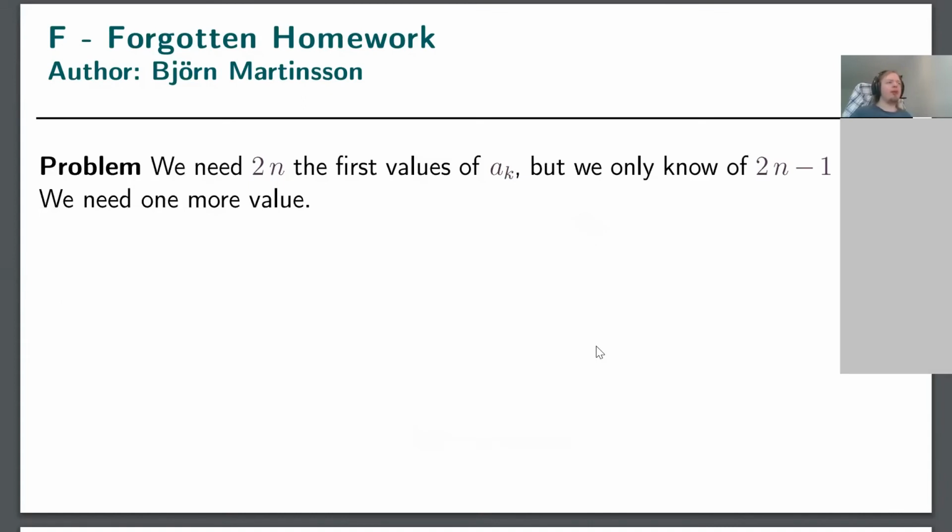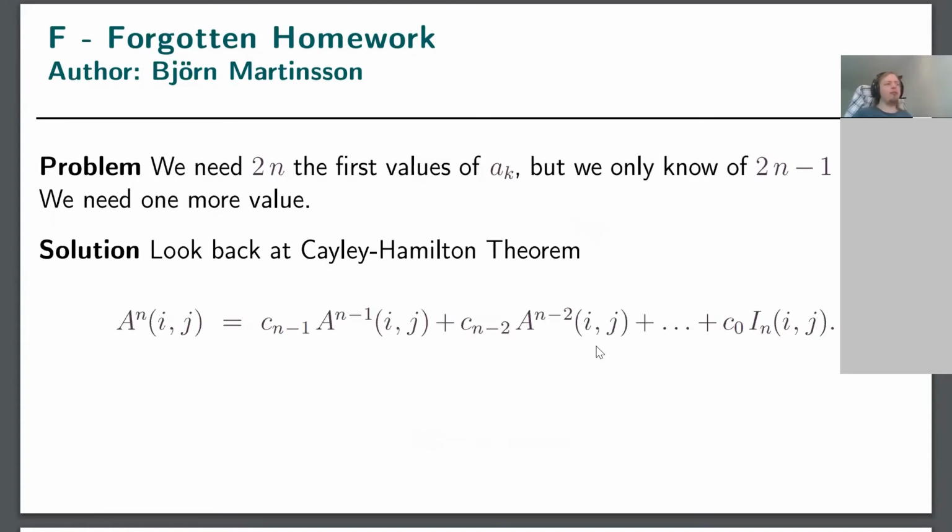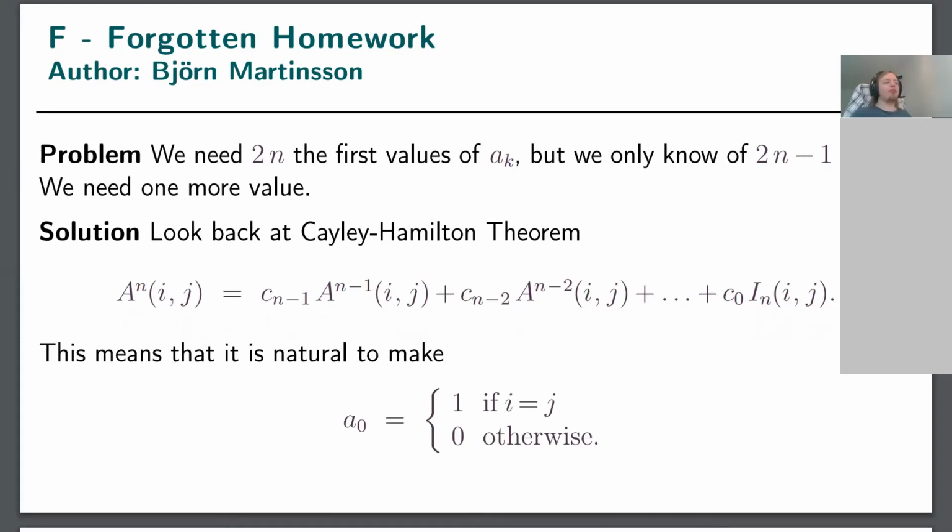So how do we do that? Well, let's look back at the Cayley-Hamilton theorem. I want to focus here on the term on the right, the identity matrix, and its element ij. That tells us that if we were to come up with a zero value in the sequence, it should be that ij. So the choice you have to make for a_0 is 1 if it's on the diagonal, or 0 otherwise. Okay.